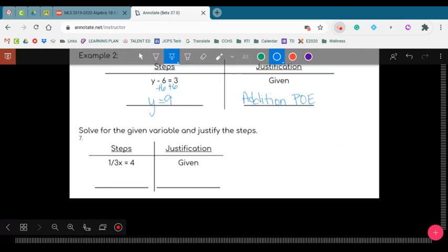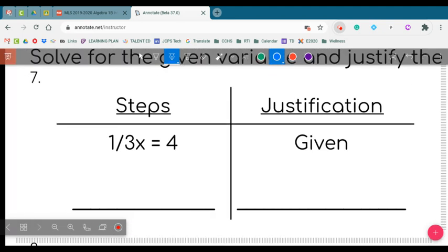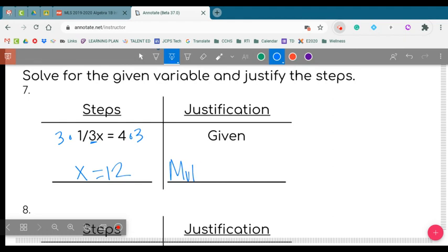Okay, let's go do the last two examples. So the first one, we have 1/3 x equals 4. 1/3 means we are dividing. So we have a fraction, so we have to multiply by our denominator. So our denominator is 3, so we're going to multiply both sides by 3. So we're going to get x equals 12. So since we multiplied on both sides, this is going to be multiplication, POE.